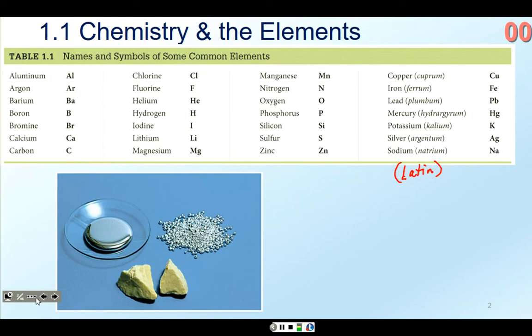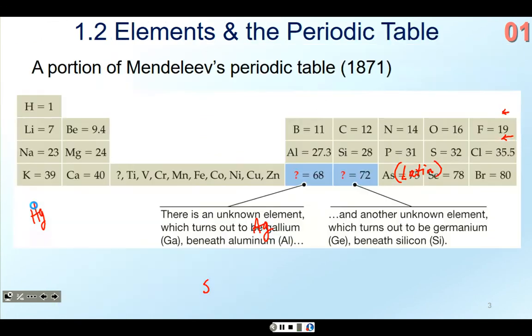Each element has a symbol that has one or two letters. The first one is always capitalized. The elements shown in this picture here are not named and labeled per se, but they are mercury, which is not a simple name, and silver, which is again related to a Latin name, and sulfur. Well, sulfur is the easiest one of those three. Fair enough. Just examples of what they look like.